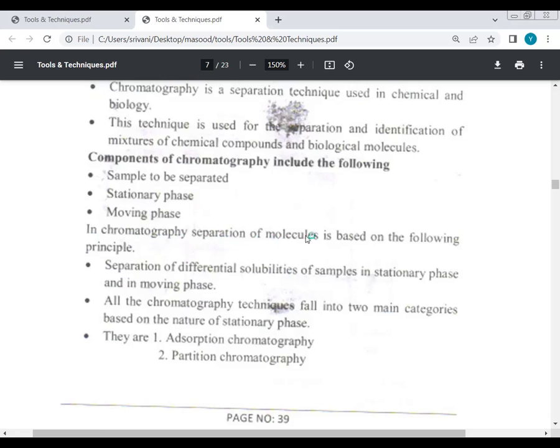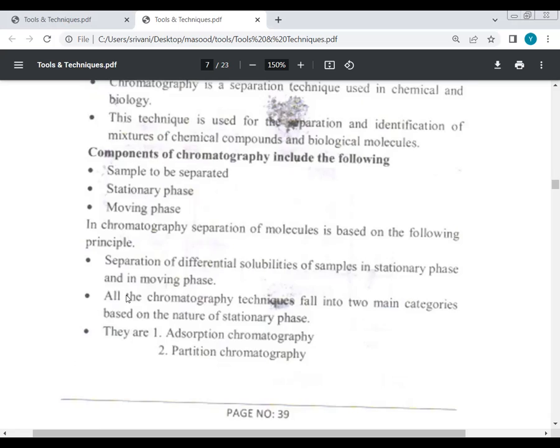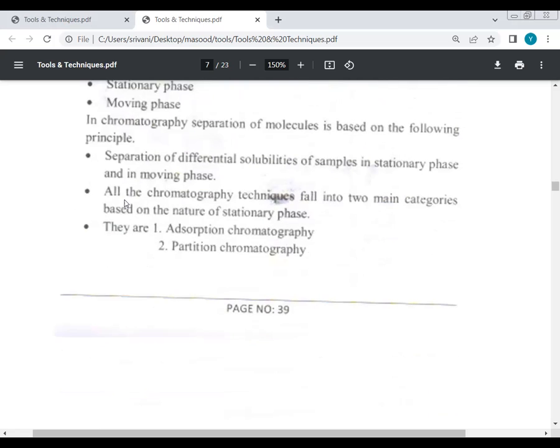In chromatography, separation of molecules is based on the following principles. The chromatography technique is used especially for the separation of molecules. The first one is separation by differential solubilities of the sample in the stationary phase and in the moving phase. Due to the chromatographic technique, we can separate those two.